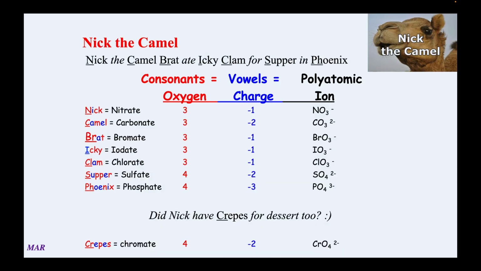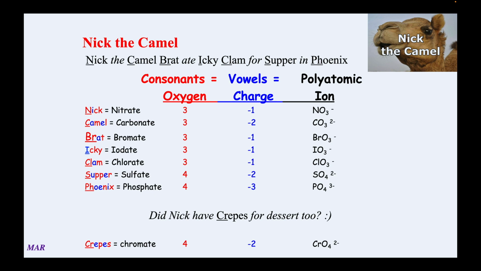Believe it or not, this is a way to help you learn not only the polyatomics, but it can actually help with the acids too. So: Nick the Camel Brat ate icky clam supper in Phoenix. Nick has nitrogen, so that's the first letter of the polyatomic ion, and everything else is going to be oxygen.